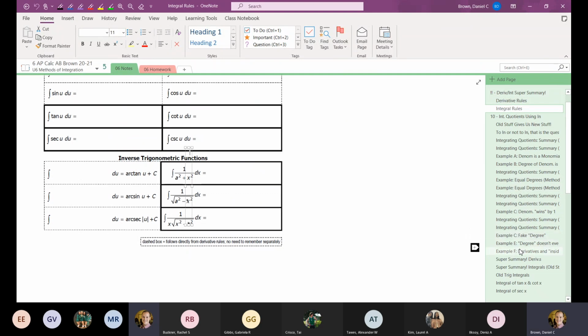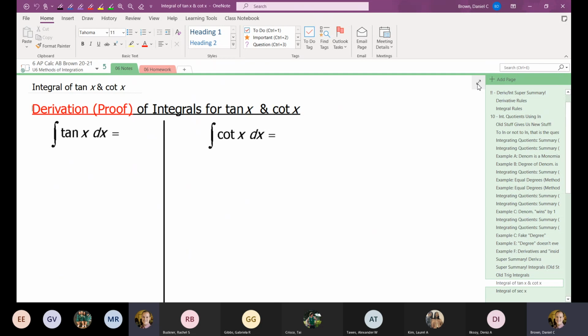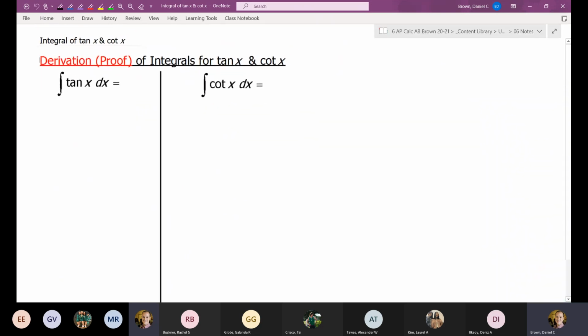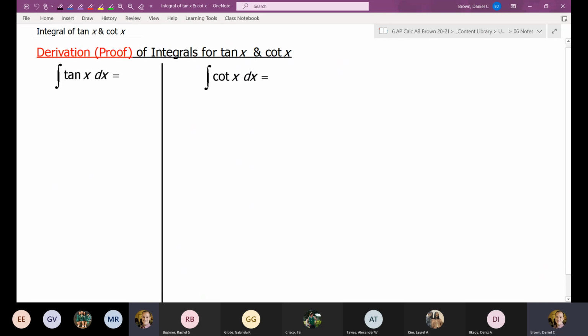What I was going to jump to is this slide. If you're following along in OneNote, it's the one that says the integral of tangent of x and cotangent of x. These are two functions that we currently do not know the integral for. A lot of students look at that and think they do know the integral of it, and I'll say no, you actually don't. We know the derivative of tangent.